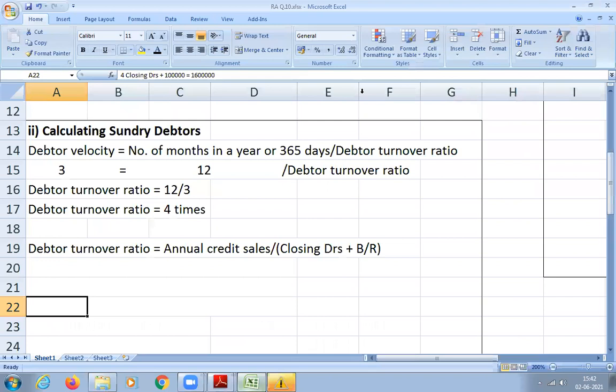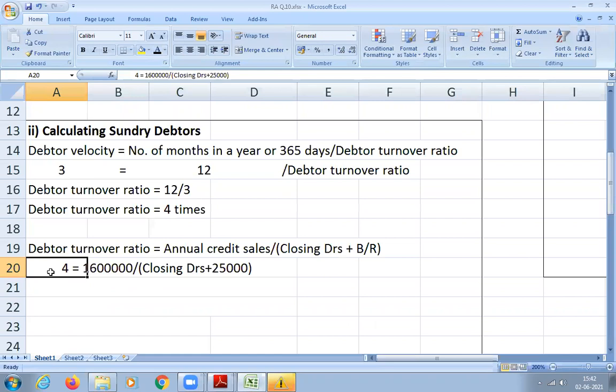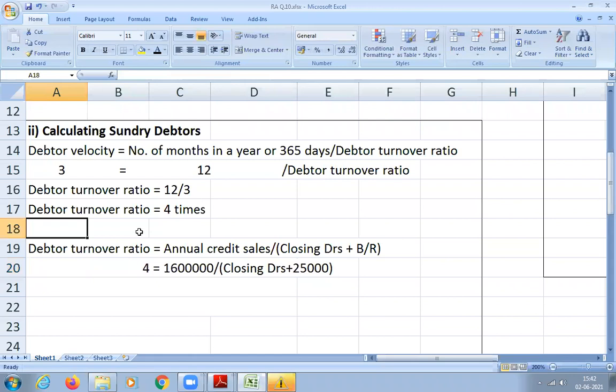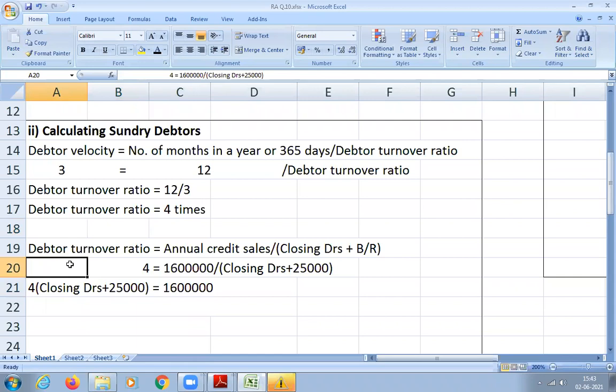Okay, so go to the Excel now and substitute the values whatever we know. So 4 is DTR, right as it is. 4 is equal to 16 lakhs is sales, we already calculated. Closing debtors, I don't know, write as it is. And bills receivable is 25,000. Now you cross multiply. This entire thing in the bracket, you take it to the left hand side. It will become 4 into closing debtors plus 25,000.